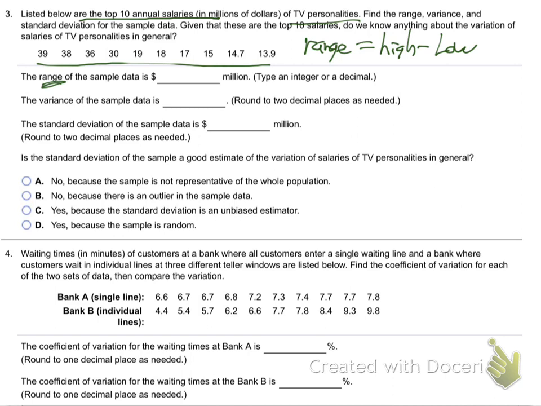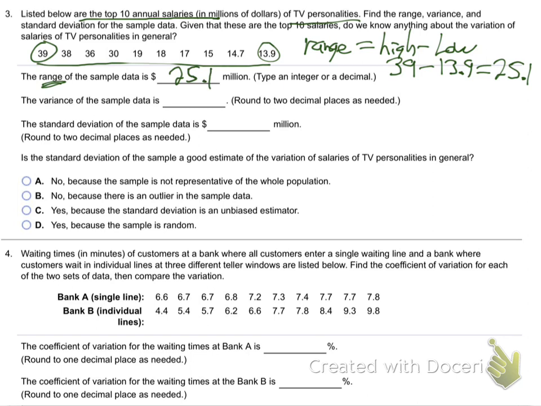So what's the highest number there? Is it 39, I guess? And the low, they go from high to low, I guess, so that's the lowest, huh? Just subtract those, and I guess you get 25.1.